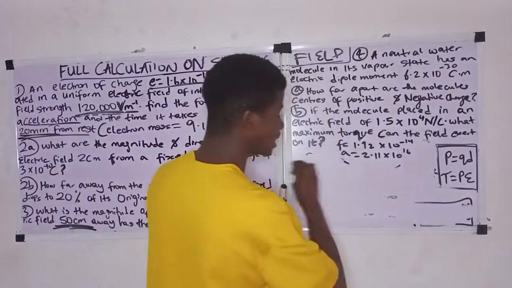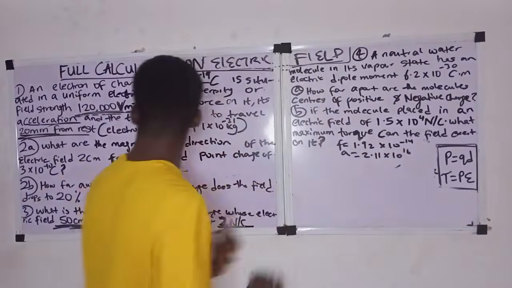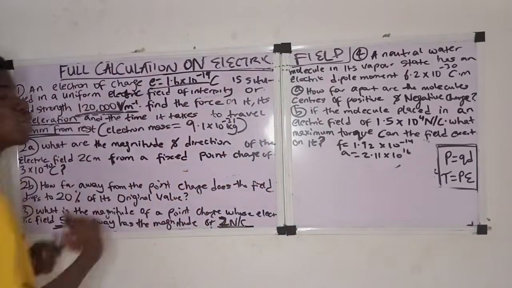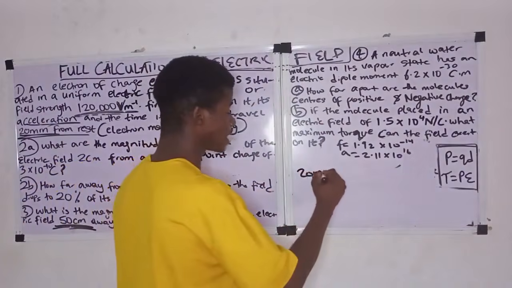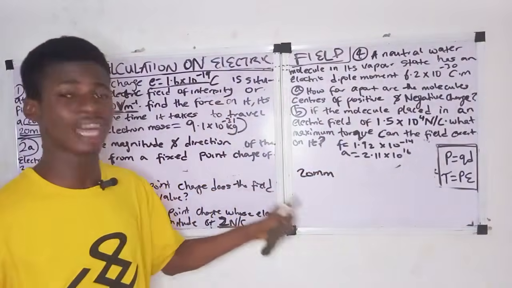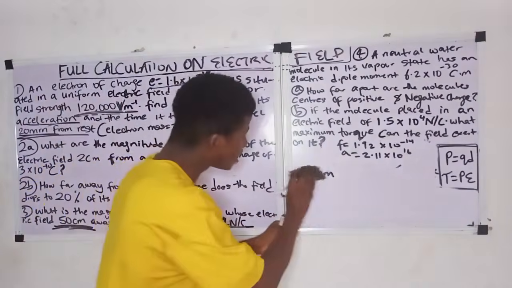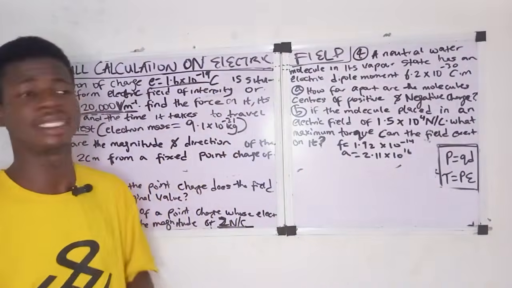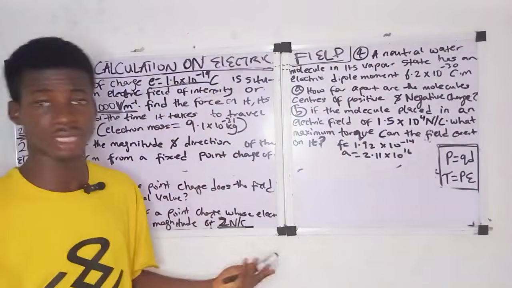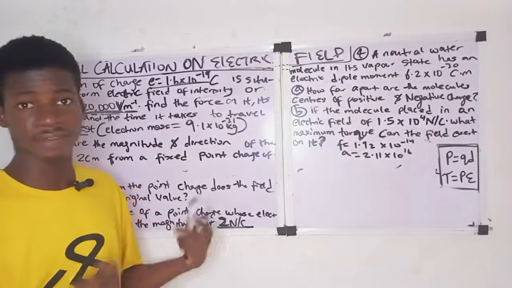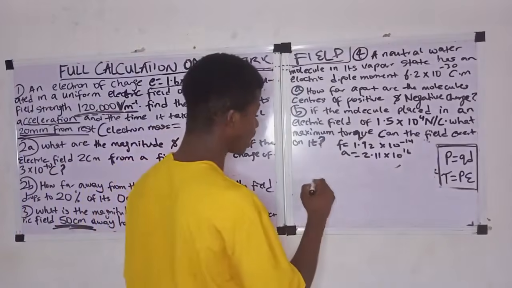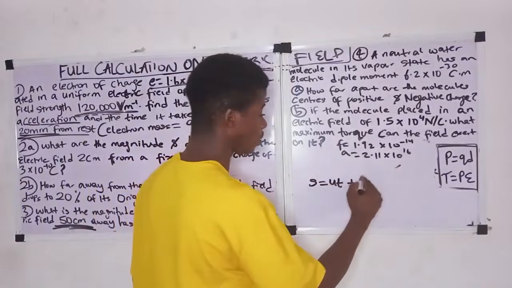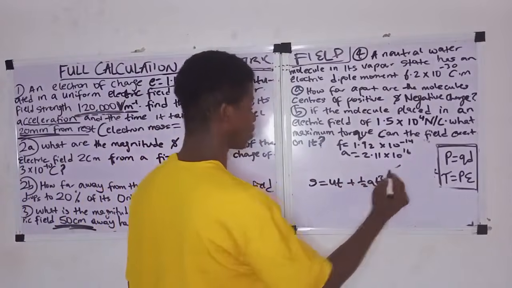Now what next? We want to get the time with which it travels 20 millimeter. Remember the distance is 20 millimeter, so we need to convert this to meter. Before then, which formula are we going to use? It's very easy. We use the equation of motion, S equals ut plus half at squared.